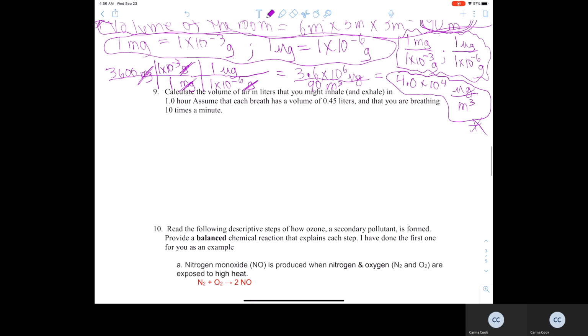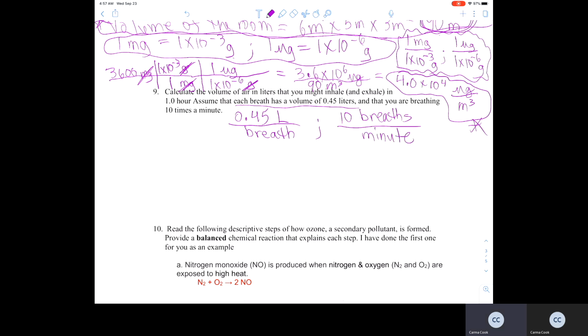Question 9. Calculate the volume of air in liters that you might inhale and exhale in 1 hour. Assume that each breath has a volume of 0.45 liters. That's the conversion factor, 0.45 liters per breath. And you're breathing 10 times a minute. That's another conversion factor, 10 breaths per minute.